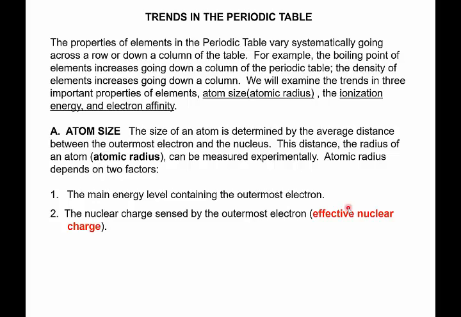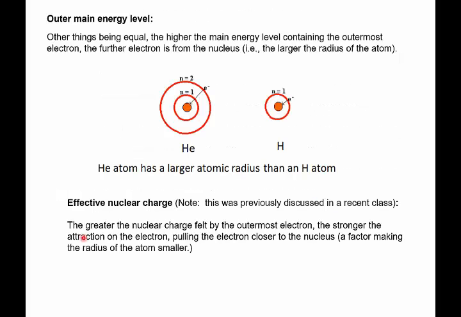Atomic radius depends on two factors. First, it depends on the main energy level containing the outermost electron. Secondly, it depends on the nuclear charge felt by the outermost electron. We refer to this as effective nuclear charge.